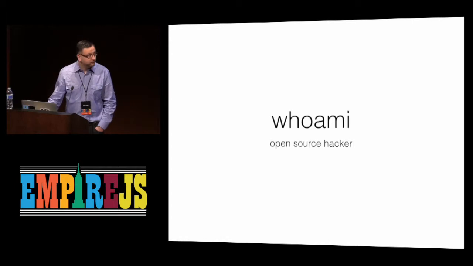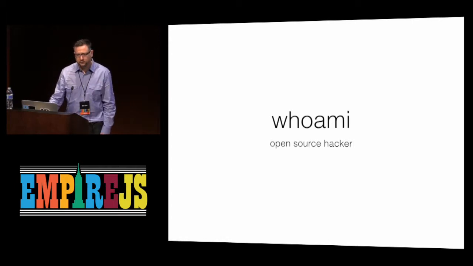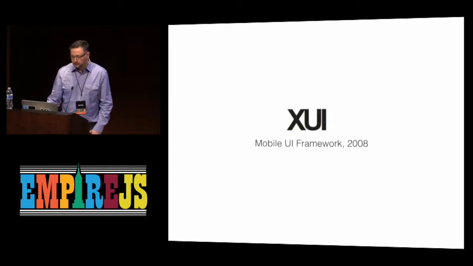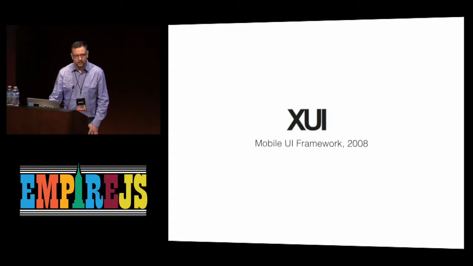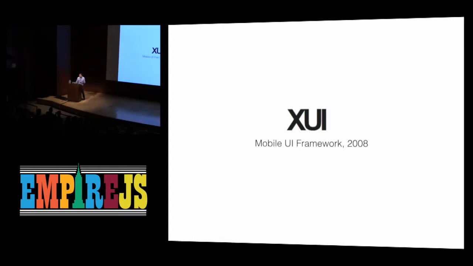So who am I? Just really quickly, I'm an open source hacker, and I primarily write software in the mobile space, and then the cloud space, and then more front end stuff. Some friends and I created PhoneGap back in 2007, and then in 2008 we worked on XUI, which was kind of replaced by Zepto. This was when writing mobile JavaScript sucked on the client, and it was a small little library, and it worked out really well.